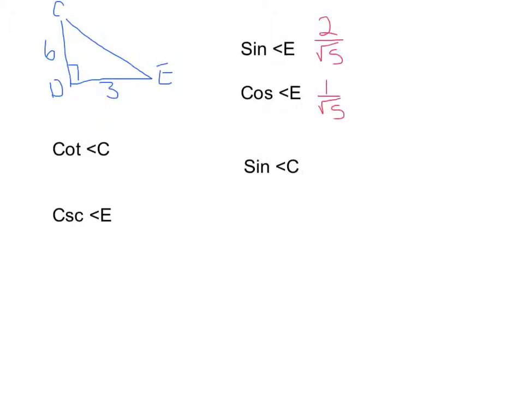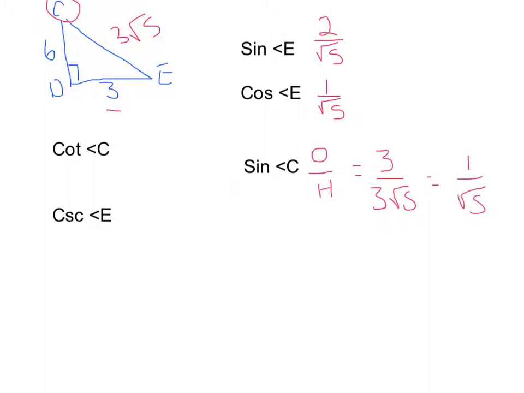Okay, we're going to do a couple more examples. So let's look at the sine ratio for angle C. If I look at angle C, sine is still going to be my opposite over my hypotenuse, and I erased, we said our hypotenuse was 3 root 5. So my opposite from C, across from C, is 3. So my opposite is 3, and my hypotenuse is still 3 root 5. And when I simplify that, I end up with 1 over the square root of 5. If you look, the cosine of E is actually the same thing as the sine of C. And we're going to talk about why that is a little bit more later.